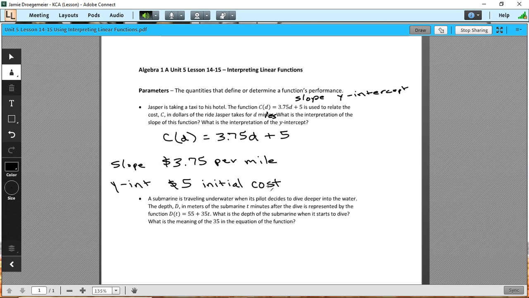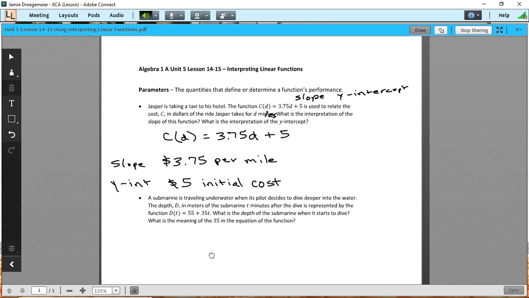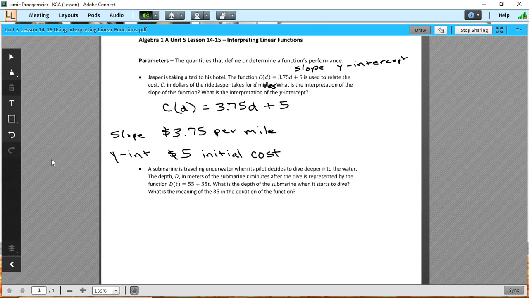All right, the second one here says we have a submarine traveling underwater when its pilot decides to dive deeper into the water. So we have the depth d in meters of the submarine t minutes after the dive, and it's represented by our function d of t equals 55 plus 35t. So d of t equals 55 plus 35t. All right, so what is the depth of the submarine when it starts to dive? What is the meaning of the 35 in the equation of the function?